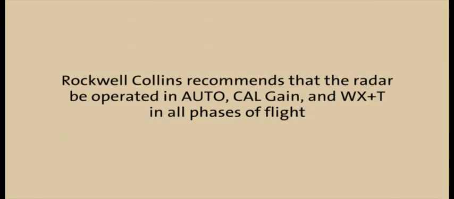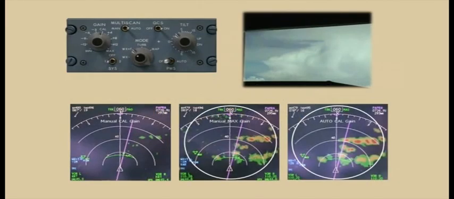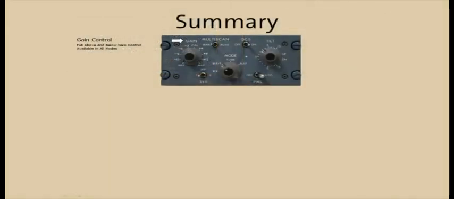Rockwell Collins recommends that the radar be operated in auto, cal gain, and WX plus T in all phases of flight. The one exception is that at top of descent, it is recommended that manual momentarily be selected to examine weather along the descent flight path. In summary, remember that full above and below gain is available during both manual and auto operation. Also, there are three major differences between operating the radar in manual mode and in auto mode.